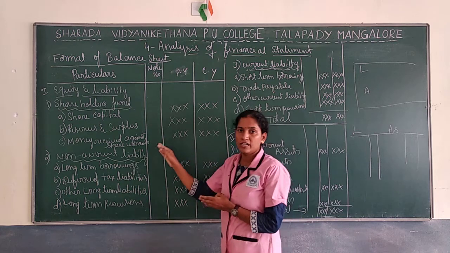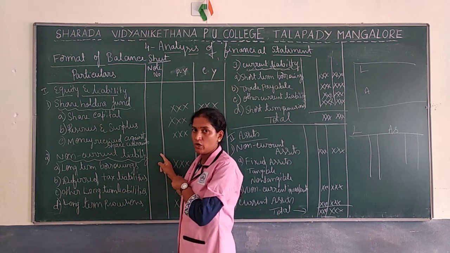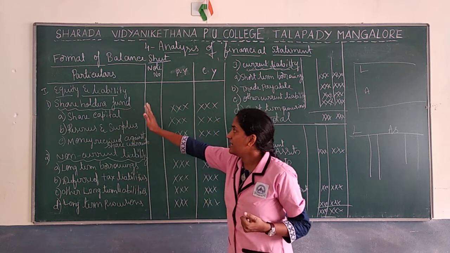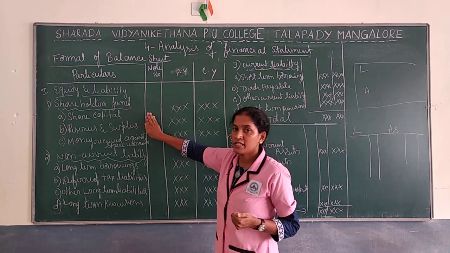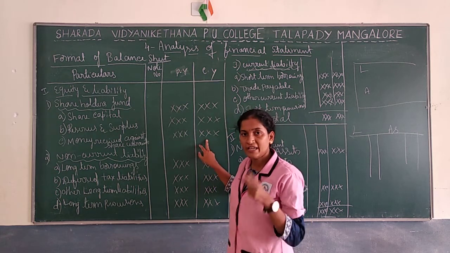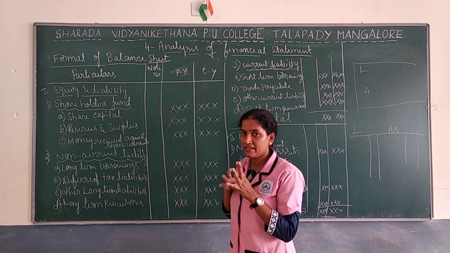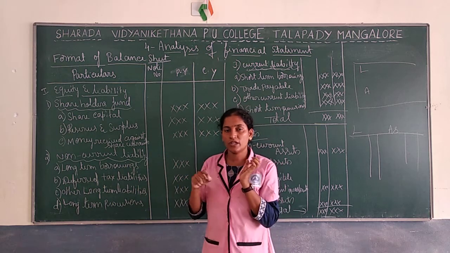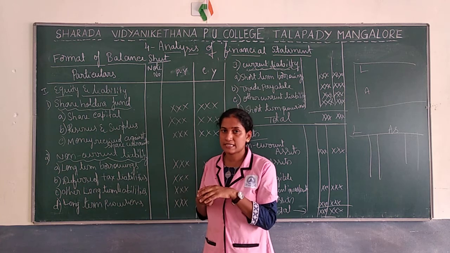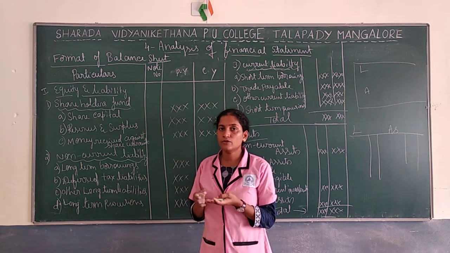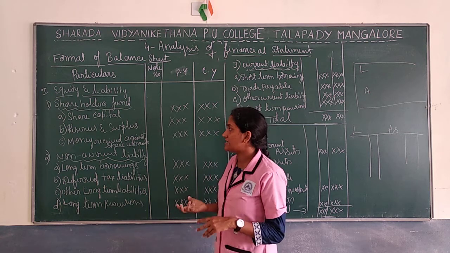Coming to shareholders fund, under shareholders fund you have to write share capital. See the format: particulars, note number, previous year and current year. These two are years, and we write the amounts. Note number is kept to write the note, any working note if it is made. But particulars are written to list the liability as well as the asset items.